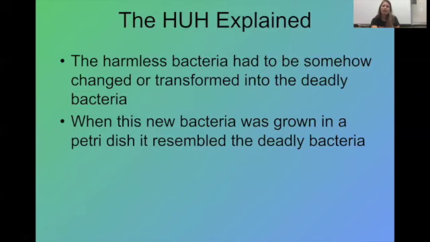So a harmless bacteria had to be somehow transformed into a deadly bacteria. We call this transformation. When this new bacteria is grown in a petri dish, it looks just like the deadly stuff.